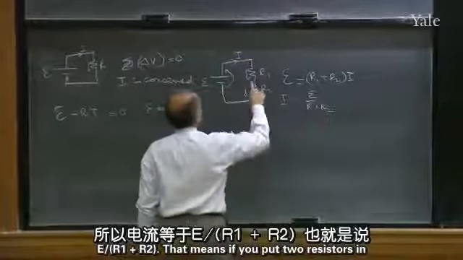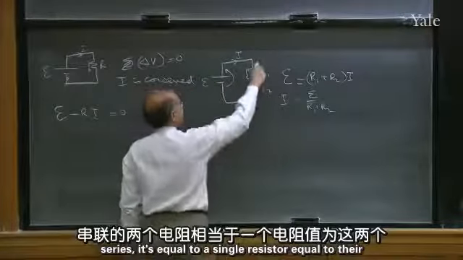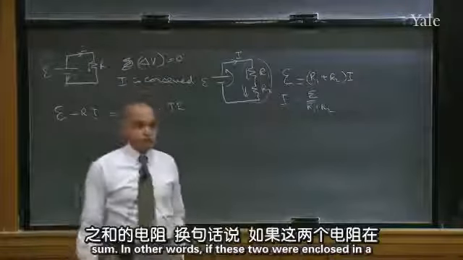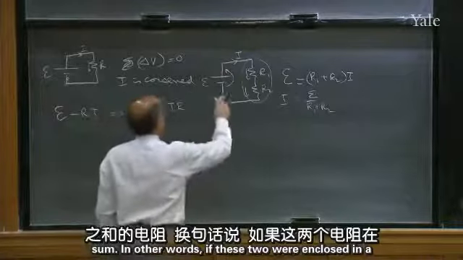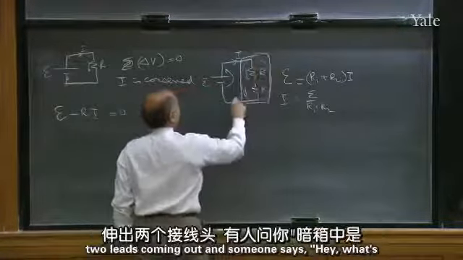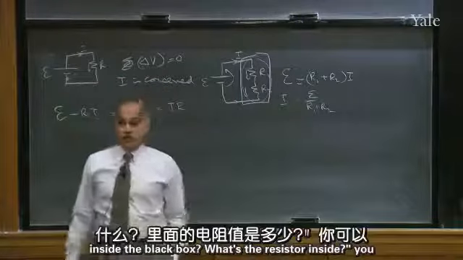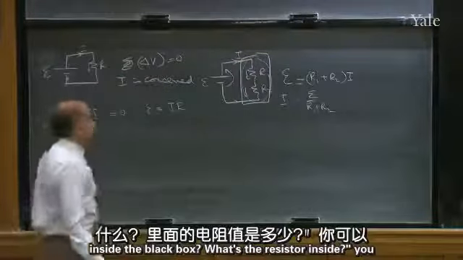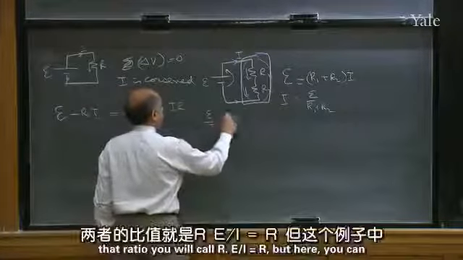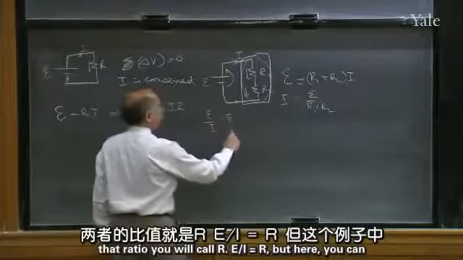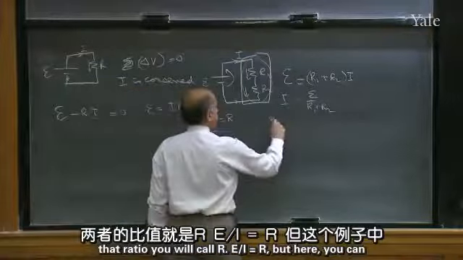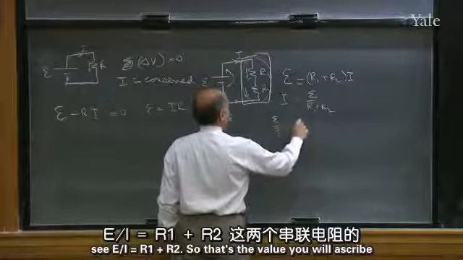That means if you put two resistors in series, it's equivalent to a single resistor equal to their sum. In other words, if these two were enclosed in a black box, you didn't know what's inside, got two leads coming out, and someone says, hey, what's inside? Black box, what's the resistor inside? You will apply voltage, you will measure the current, and that ratio you will call R. E over I would be R, but here you can see E over I is R1 plus R2.